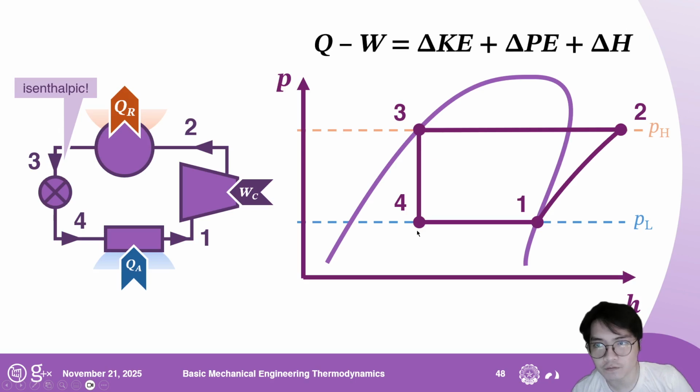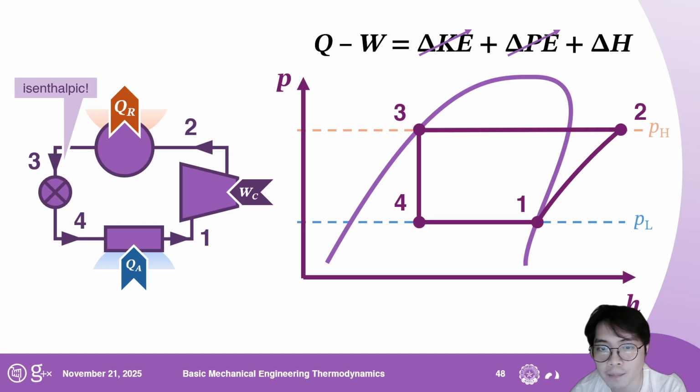I will invoke the first law for open systems because we are looking at this from an open systems perspective. And we know that KE and PE are going to be negligible, so we can just cancel those out. Note that what happens now is that Q minus W is equal to delta H. The change in enthalpy of any process dictates the amount of energy that is going into or out of the system, in this case either energy through heat or energy through work.